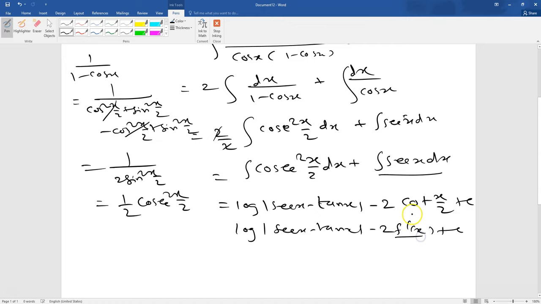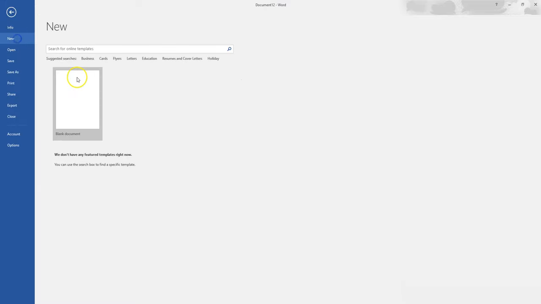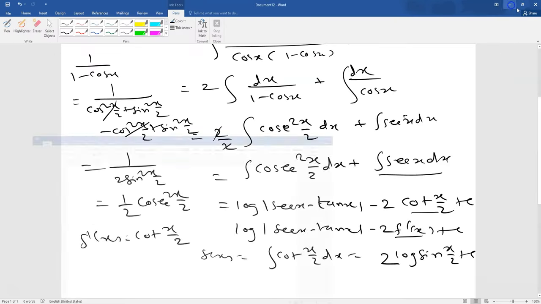Now when we compare, what will f dash x be? This. So f dash x is cot of x by 2. Now we have to find f of x. What will f of x be? The integration of cot of x by 2 dx. Now the integration of cot is log of sin of x by 2 plus c, but the derivative of x by 2 is 1 half, so we divide by 1 half. So this will be 2. So log of sin of x by 2 plus c is going to be the answer of that. Now let's see how it is.